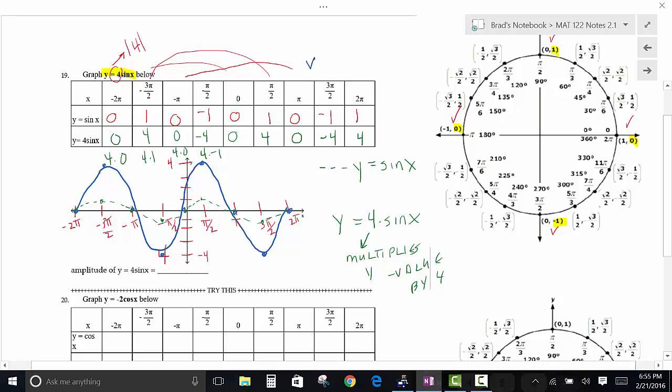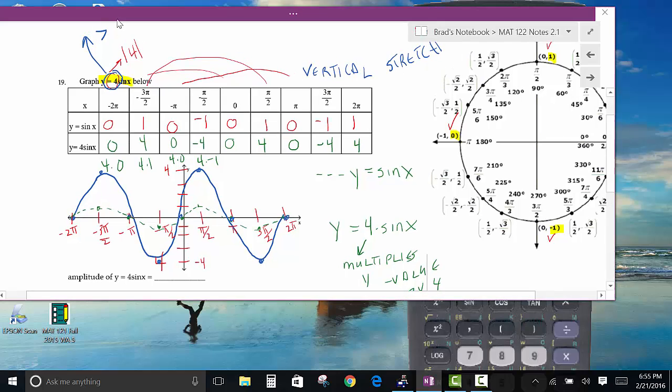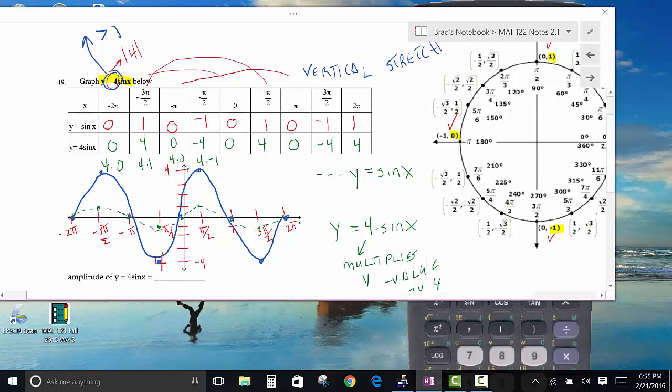Really what that does is doing an amplitude change is akin to doing a vertical stretch if this number in front of the sine is larger than 1. If it's larger than 1, it stretches it. Okay?